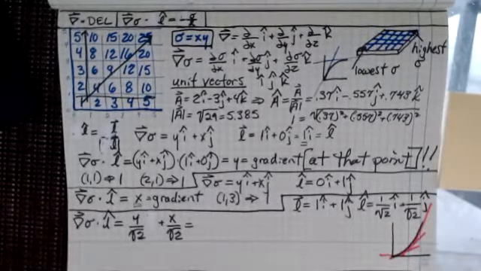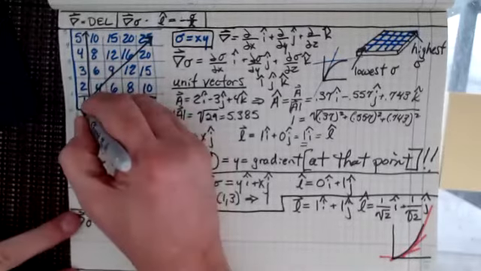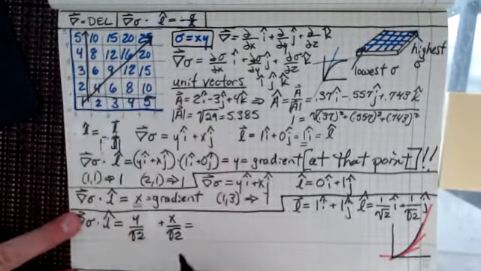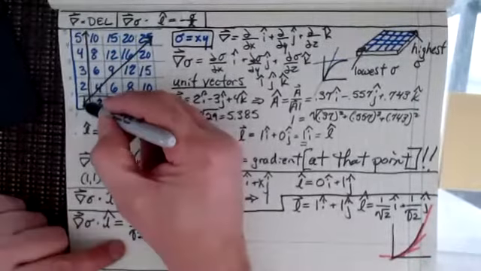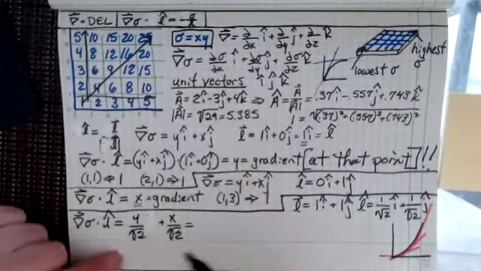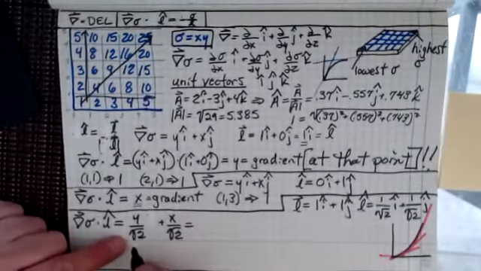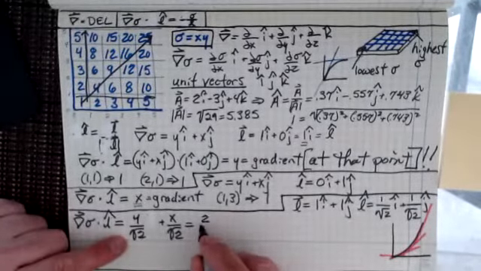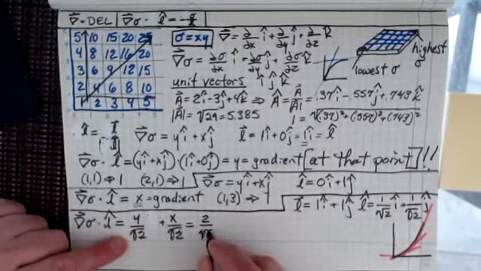So let's look at several points along this line. Let's look at this point from 1 to 2. So let's just put 1 in there. If I look at that point right there, what's the gradient at that point 1, 1? So that would be 1 over the square root of 2 plus 1 over the square root of 2. And that would be 2 over the square root of 2.